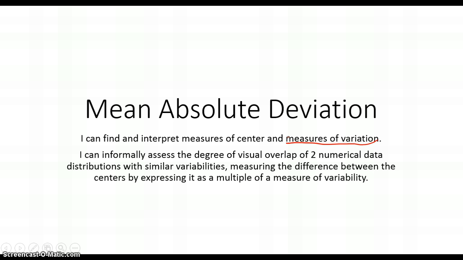And for the second I can statement, I can informally assess the degree of visual overlap of two numerical data distributions, and we're going to do that with dot plots with similar variabilities and measuring the difference between the centers by expressing it as a multiple of a measure of variability. And the measure of variability, again, that we're going to be talking about is the mean absolute deviation, and it has to do with one of the measures of center that we've already talked about, the mean.